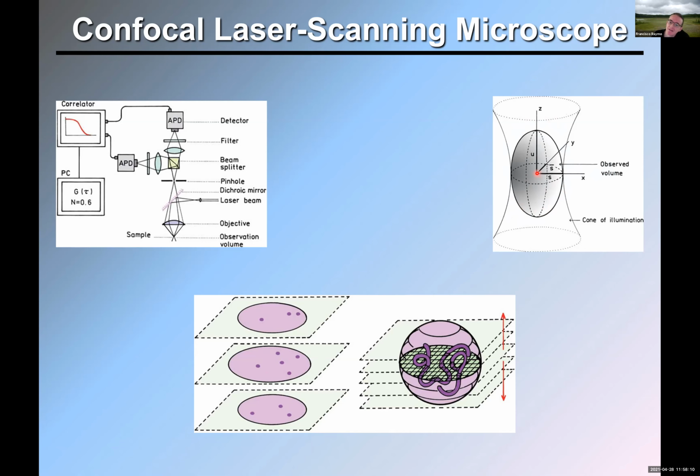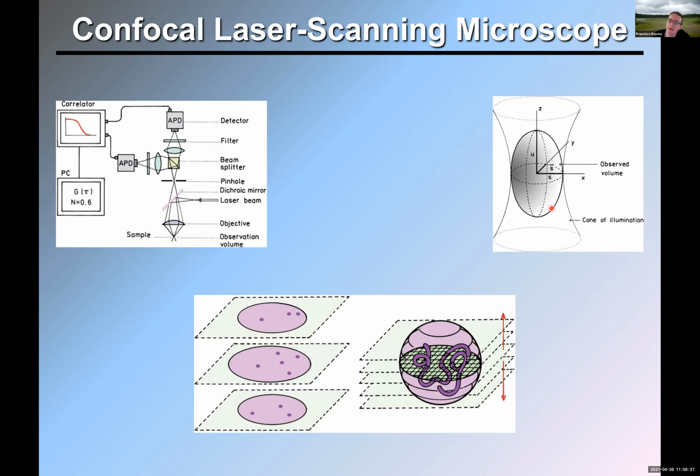And the distance between here and here can be controlled adjusting this pinhole. And generally, if you use something that emits in the visible region, it cannot be smaller than 500 nanometers, and the distance between here and here cannot be smaller than 200 nanometers. So the actual volume that you can observe at once, compared to the size of molecules, is very large.